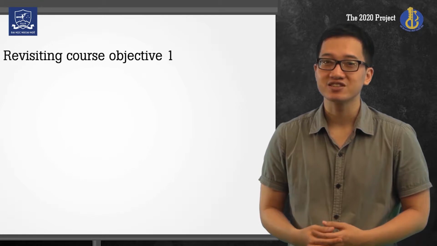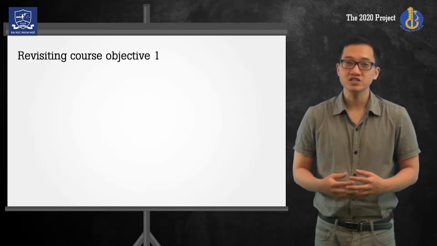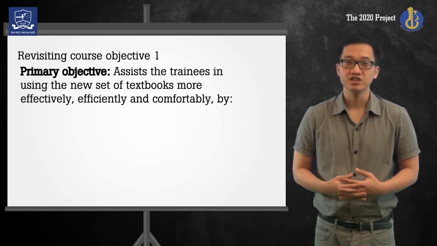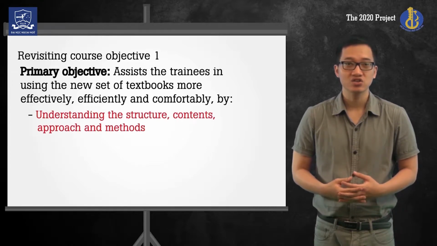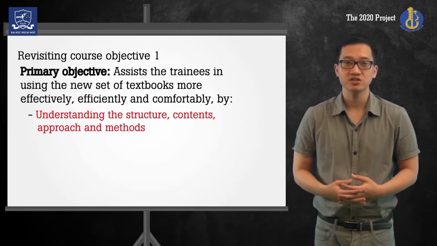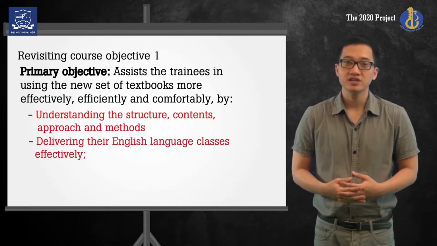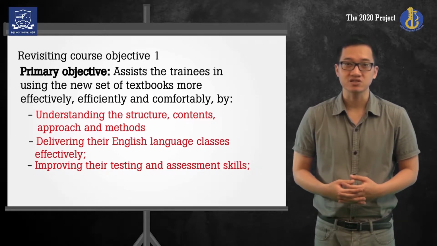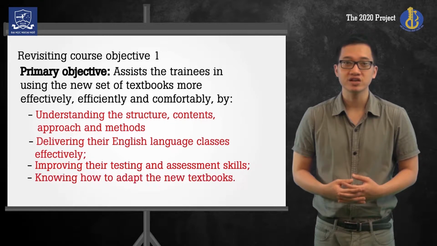Now, let's revisit the course objective number 1. The first objective of the course is for you to use the new Dian An textbooks more effectively, efficiently, and comfortably. That means you will understand the structure, contents, approach, and methods employed in the new Dian An textbooks. Deliver your English language classes effectively, following and using the new Dian An textbooks. Improve your testing and assessment skills in accordance with the new Dian An textbooks, and know how to adapt the new Dian An textbooks to different contexts, learners, needs, and for your own professional development.